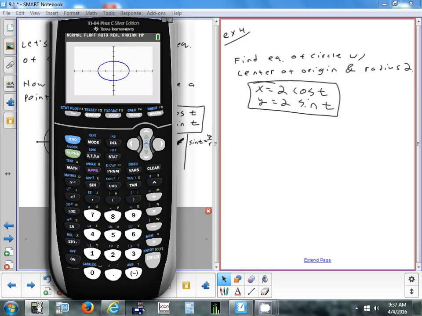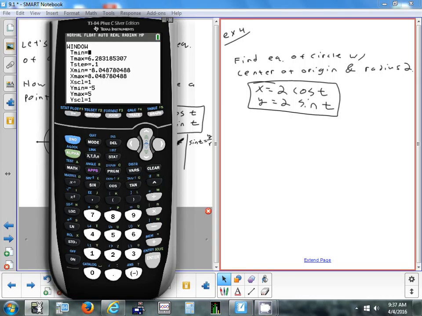Now, it doesn't look circular because remember, the screen is wider than it is tall. If you want it to look the way it should, if you do zoom 5, it'll make it look more proportional. Can you go back to the equation? So those are my equations, and that's my window. The mins and maxes got a little funny because I did zoom square.